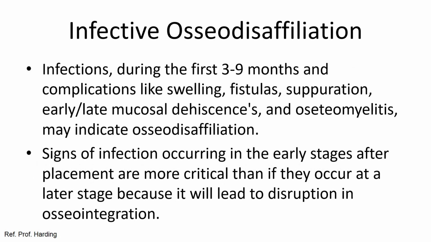Now, infective osteodisaffiliation. Infections during the first 3 to 9 months and complications occur like swelling, fistulas, suppuration, and you can get early or late mucosal dehiscences. This is due to flap breakdown, or can even occur because a restoration is resting on the gingiva, submitting it to trauma. You can get infections of the bone, osteomyelitis, and these may be indicators of osteodisaffiliation.